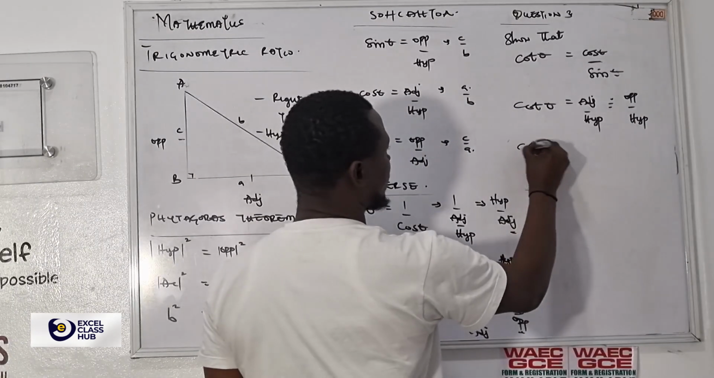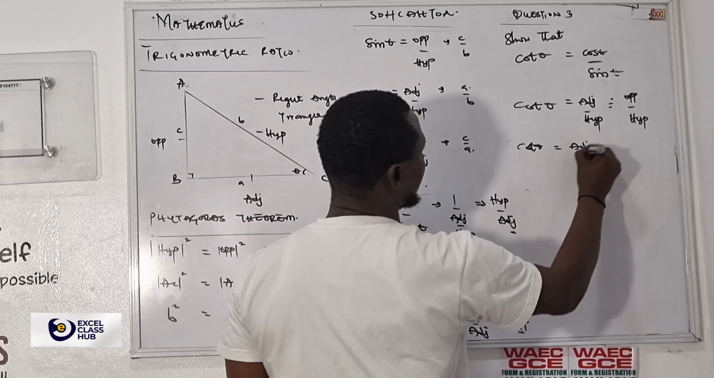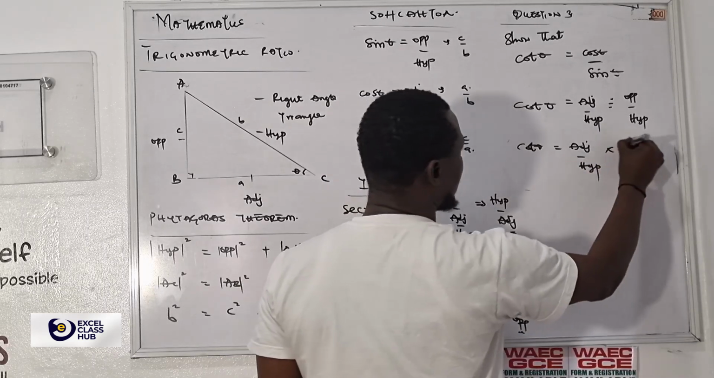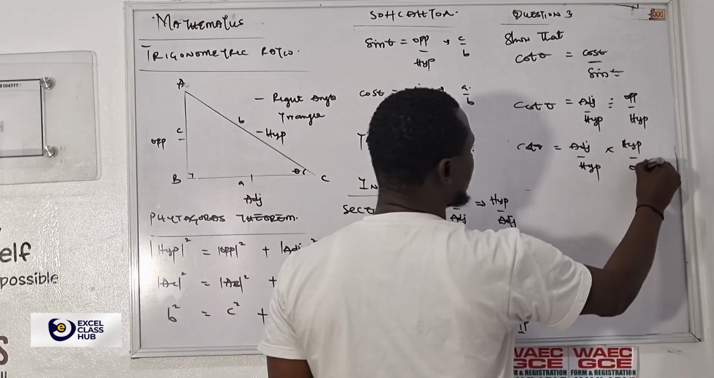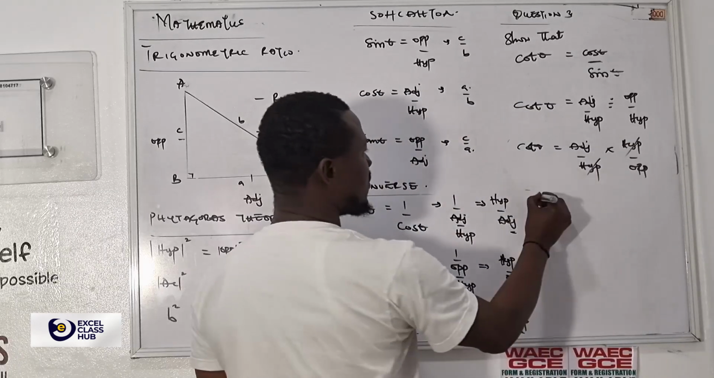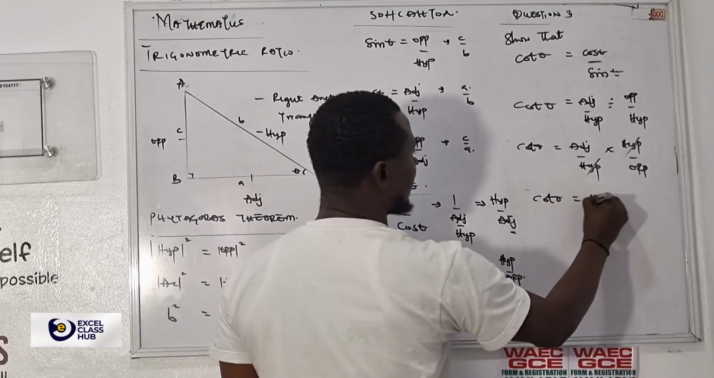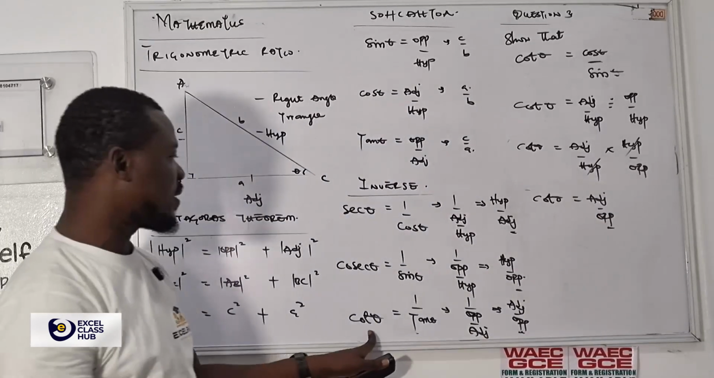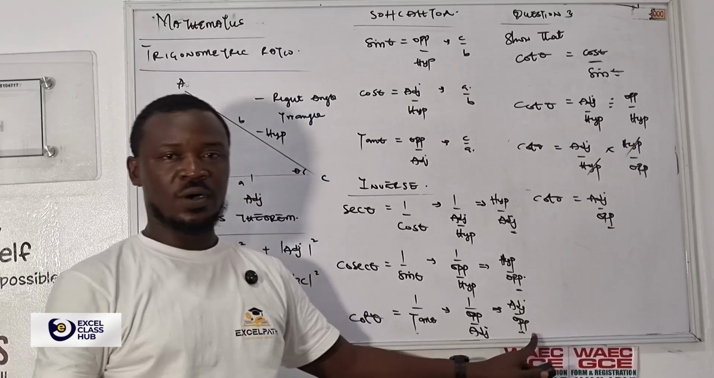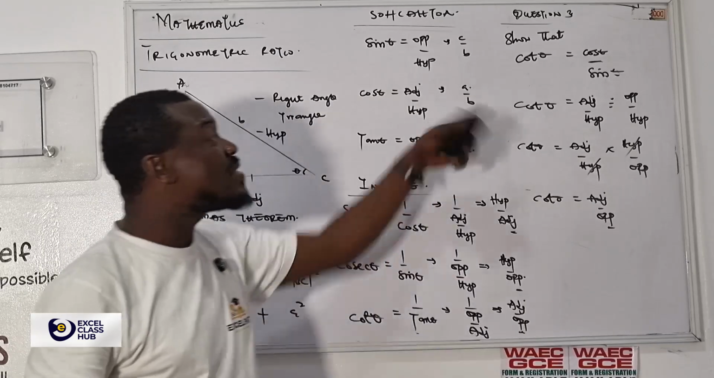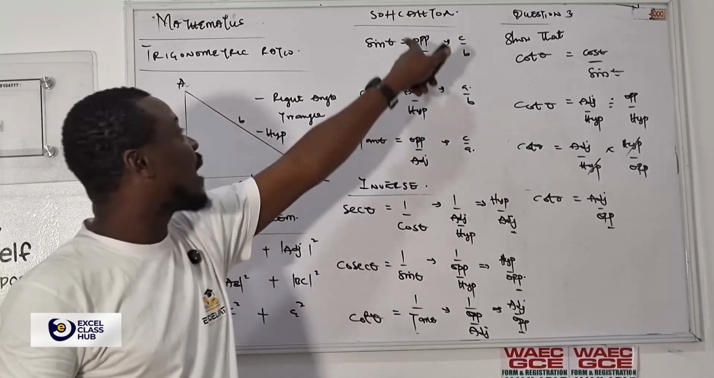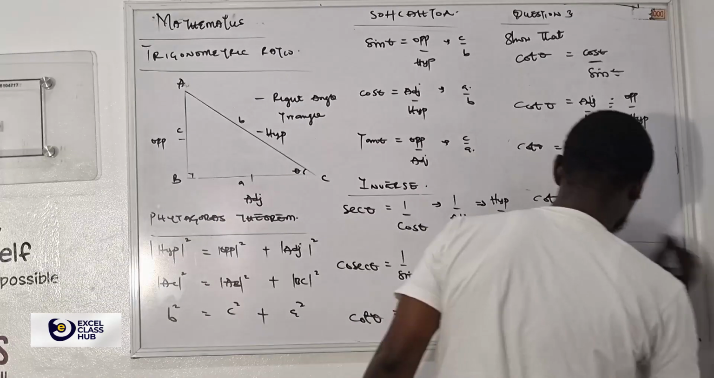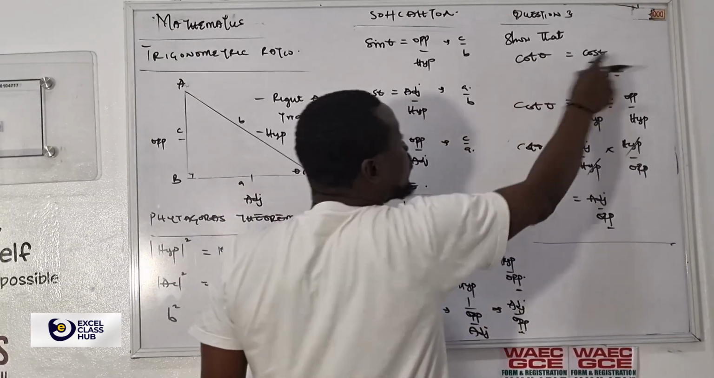So final answer for cot theta will be what? Adjacent over hypotenuse. What will happen here? The divide sign will change to times. Hypotenuse goes up and opposite comes down. You know, this one cancels this one. So my final answer for cot theta will be adjacent over what? Opposite. So what is my cot theta here now? Adjacent over opposite. That means that, remember, I went back and started using my soccer tool. But if I don't want to use my soccer tool, does the question say I should use this one to get this one?